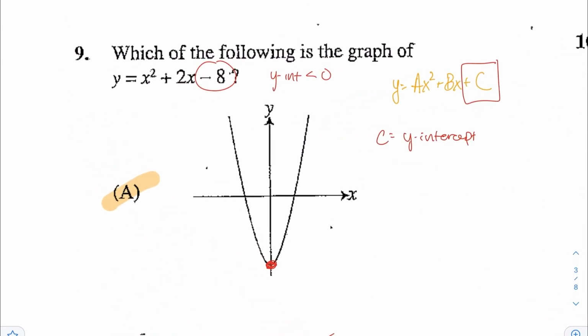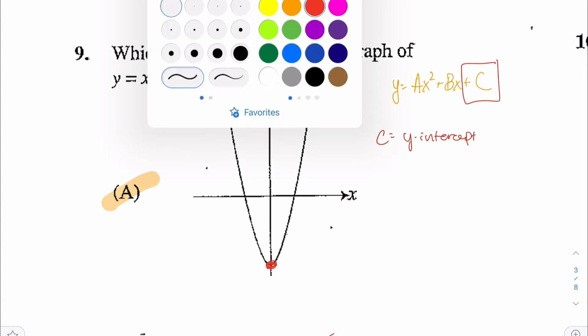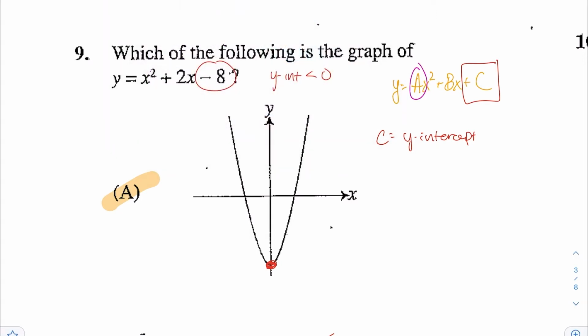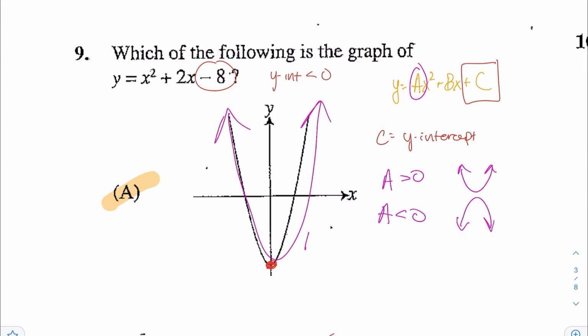Now, the other thing you can do is to look at A. If A is positive, the parabola will look like a U shape. It's going to hold water. Whereas if A is negative, it's going to be upside down. So we know that since A is positive, it can hold water. It's going to be a U shape as opposed to an upside down, like an N shape.